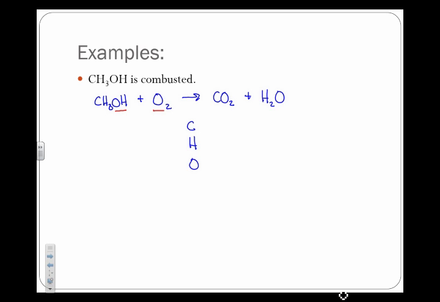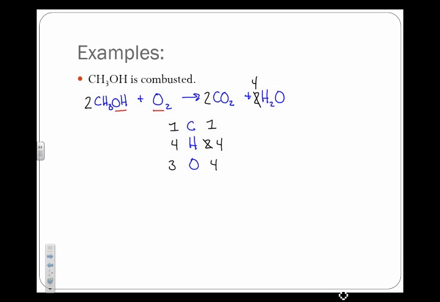My carbon, I have 1 carbon in the reactants and 1 in the products. I have 4 hydrogens in the reactants and only 2 in the products. So I'm going to put a 2 in front of my water. That will give me 4 hydrogens. Oxygens, in the products I have 4, and in the reactants I have 3. Again, I've got an issue here with my even and odd numbers. I'm going to multiply everybody by 2 and see if that problem goes away.